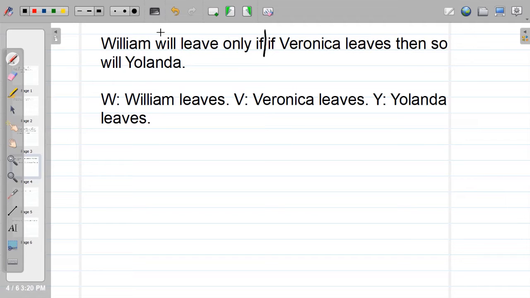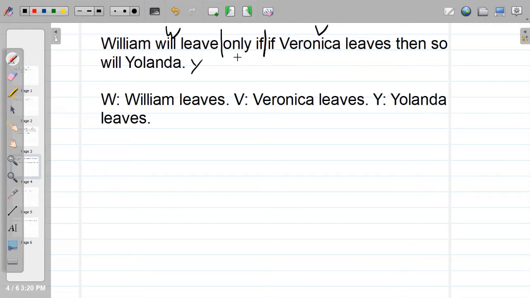So, we know that William will leave is W. That's on the screen, yeah. So William will leave only if Veronica leaves, then so will Yolanda. So if V, then Y. And now it's just a matter of getting these into their parts. This is the major connective of the sentence, the only if. William will leave only if this whole thing, right?